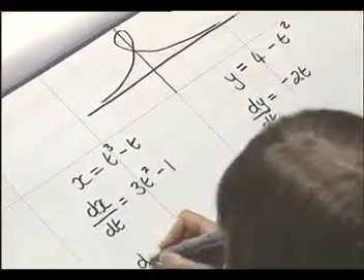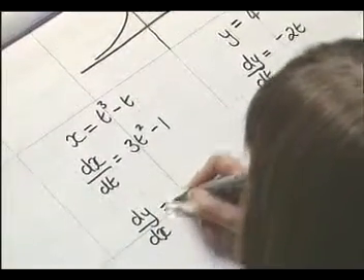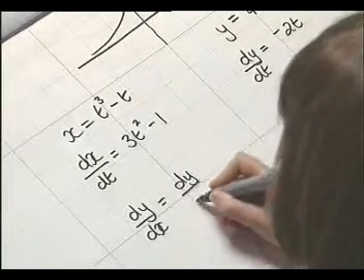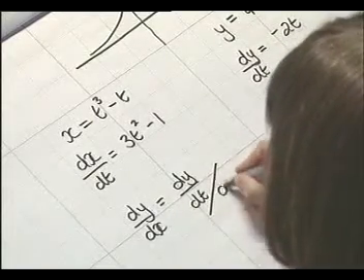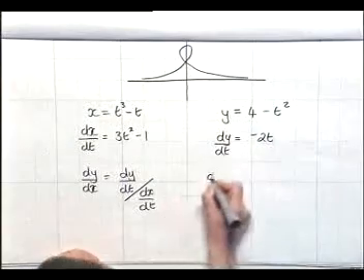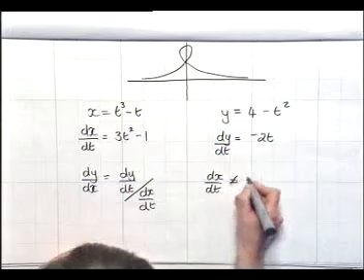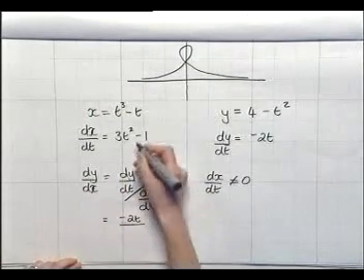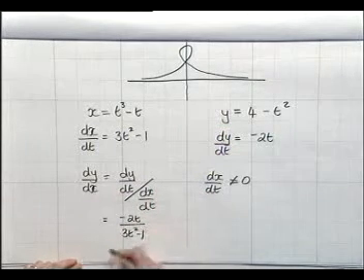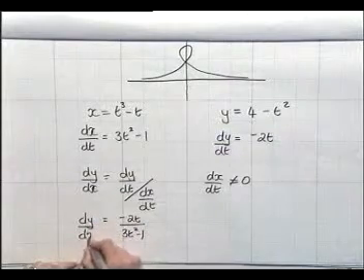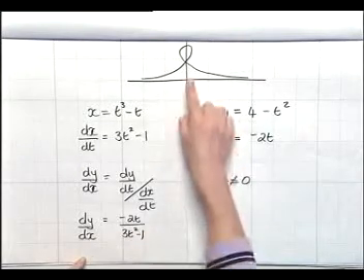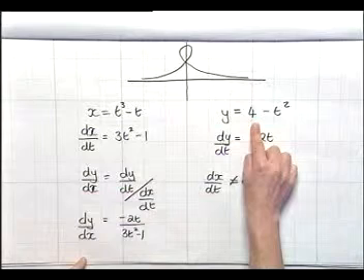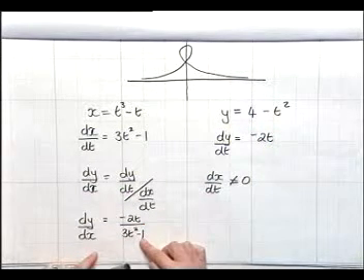Again, using the chain rule, dy by dx equals dy by dt divided by dx by dt. That is, assuming that dx by dt does not equal 0. Let's substitute in. Dy by dt is minus 2t, and dx by dt is 3t squared minus 1. So again, we found the gradient function of the curve from the parametric equations, but it's in terms of the parameter t.